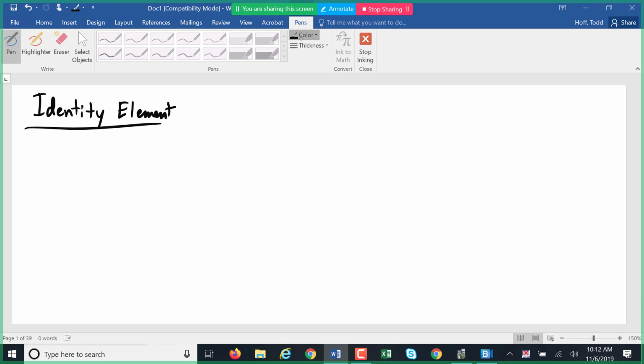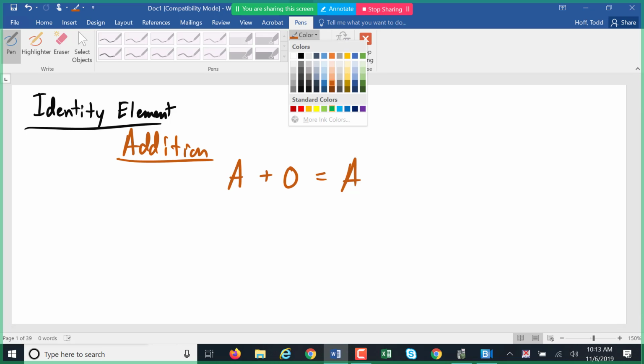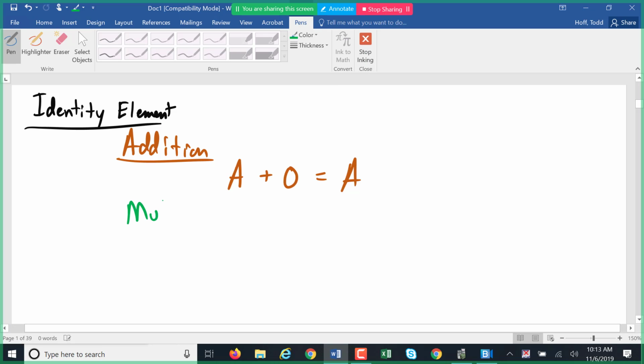For addition, that identity element was 0. I can take any number A, if I add 0 to it, I still have A. For multiplication, that identity element was 1. I can take any number, let's call it B. If I multiply it by 1, it's still B.